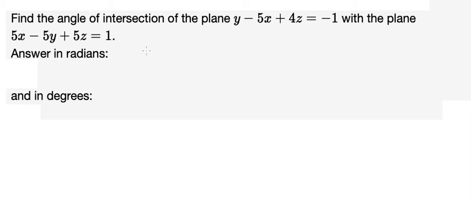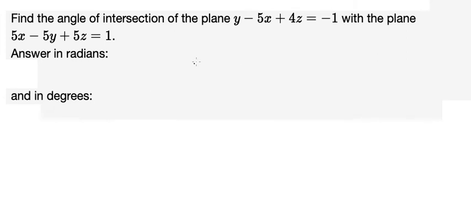Hello everybody, today I will talk about geometry. The topic today is about finding the angle of intersection of the planes. Now I will show you the answer.